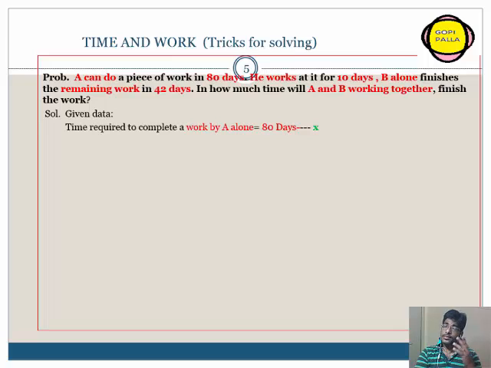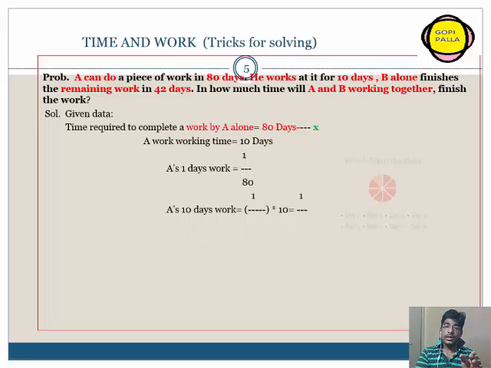Here, as per the previous part of time and work, we know that the time required to complete the work by A alone is 80 days. A's working time is also given as 10 days. So A's 1 day's work is 1 by 80. A has worked for 10 days, so A's 10 days' work is 1 day's work into 10, so 1 by 80 into 10 is equal to 1 by 8.